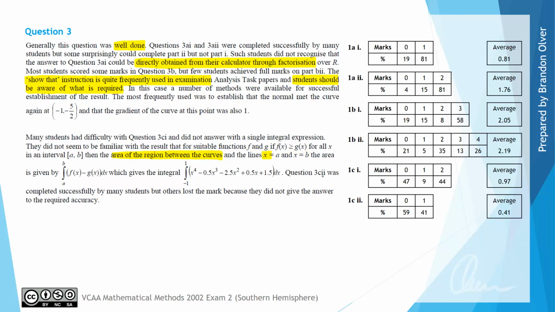And part 2 of question C was completed successfully by many students, but others lost the mark because they did not give their answer to the required level of accuracy, which was 2 decimal places for that question.